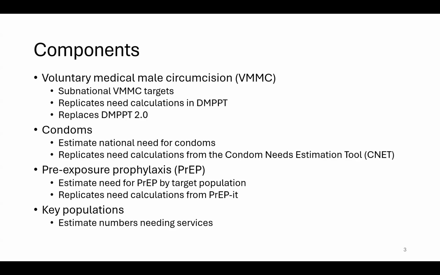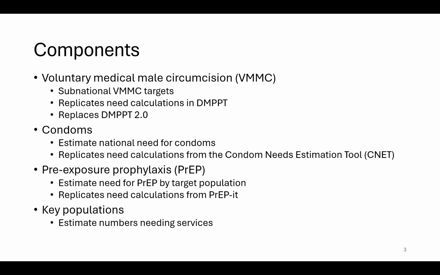So there are the four components here. I'm going to skip over VMMC and just move straight to the condoms component, which estimates national need for condoms in different population groups, and it replicates need calculations from the condom needs estimation tool. But like Clemens mentioned, this doesn't fully replace that tool. It just focuses on one specific area of that tool, the needs estimates. And for more detailed analyses, the CNET tool is still available and can be used.